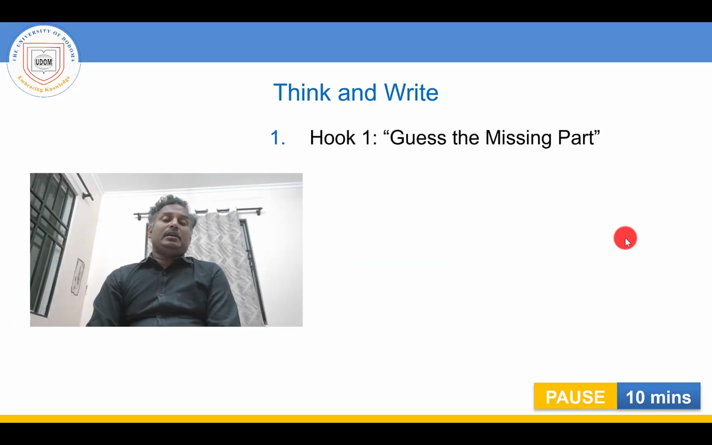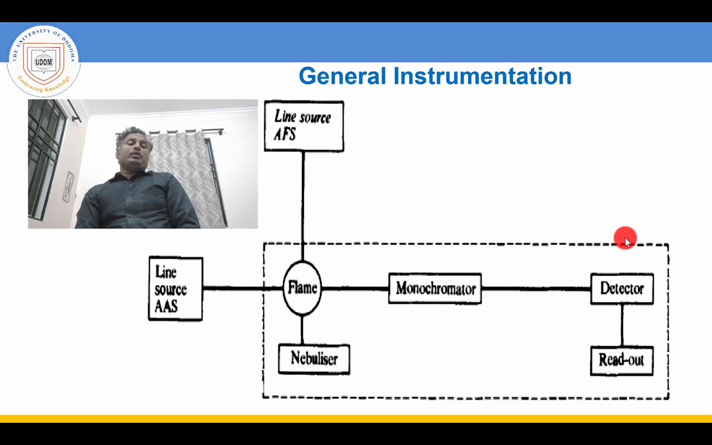So let me ask you a question. You need to think and write about it. So guess the missing part of an instrument. I will give you a sketch. I will send it to you by email and you need to guess the missing part of the instrument. Now we are going to discuss about general instrumentation.